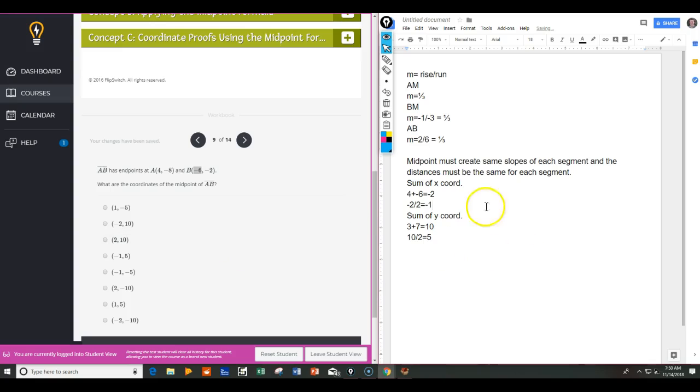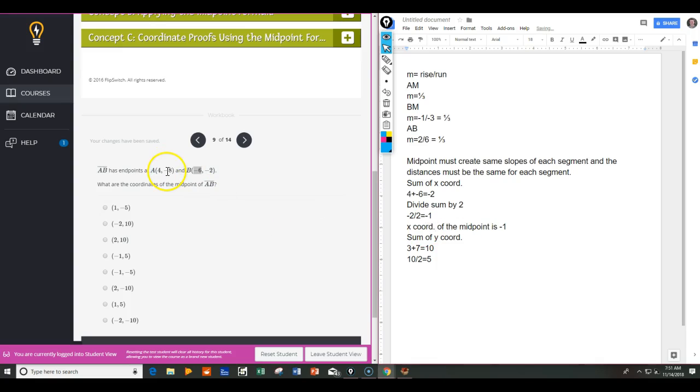So our first coordinate, the x-coordinate of the midpoint, is -1. So that's supposed to say x. So then we're going to do the next step.